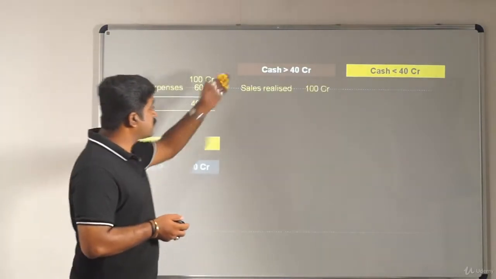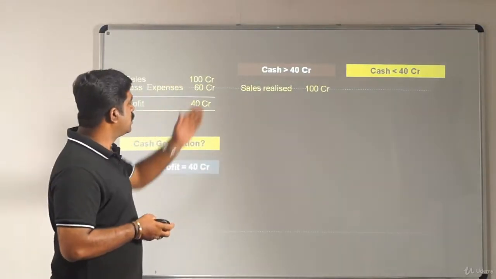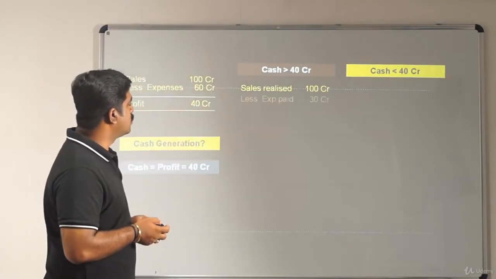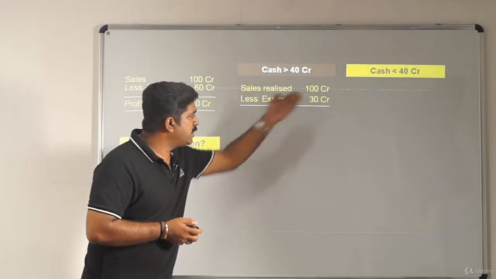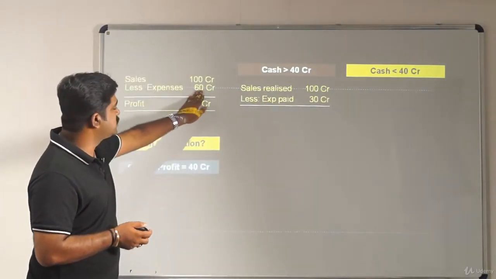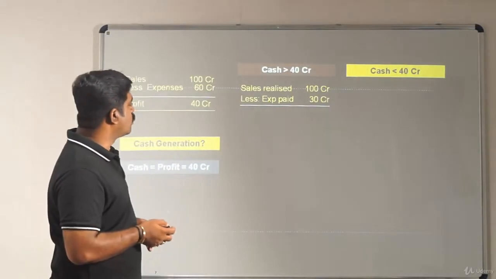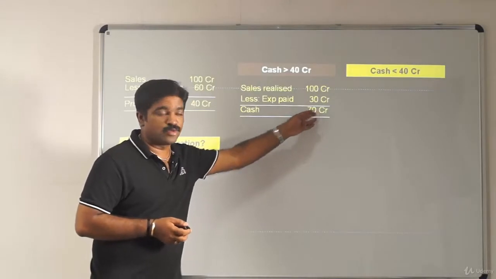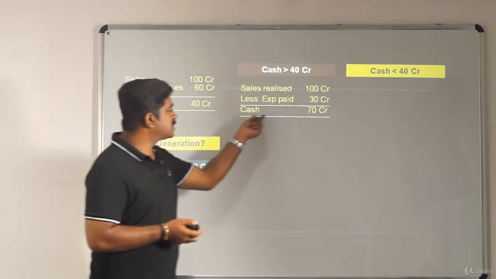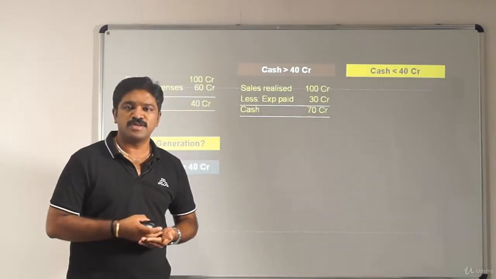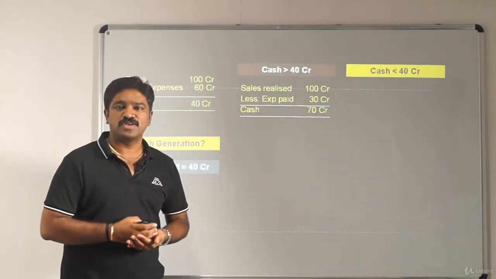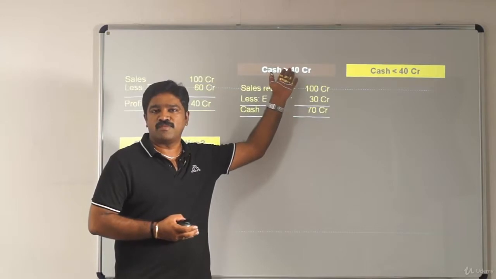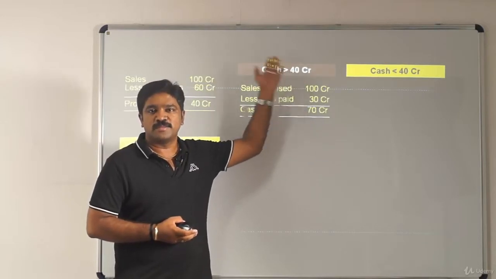I'm taking this scenario where cash can be greater than 40 crore. How? Sales made is 100 crore and I'm realizing the entire 100 crore, whereas expenses paid is only 30 crore. Expenses incurred is 60, but what is paid is only 30. So what is going to be the cash position? It is 70 crore. Look at here. Profit is 40, whereas cash position is 70. Why is it 70? Because another 30 crore is not yet paid. So this is a scenario where your cash generation will be greater than the profit of 40 crore.